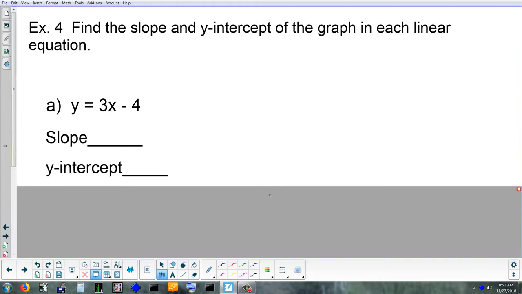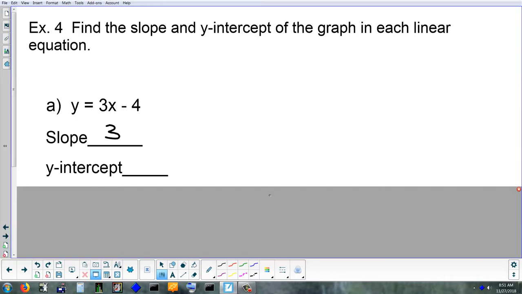3x. So slope and intercept are just numbers. Three. Yep. I would say, guys, the x is just a hint to say, hey, the number that's with me, that's a slope. You never want to write an x with the slope. So slope is three.